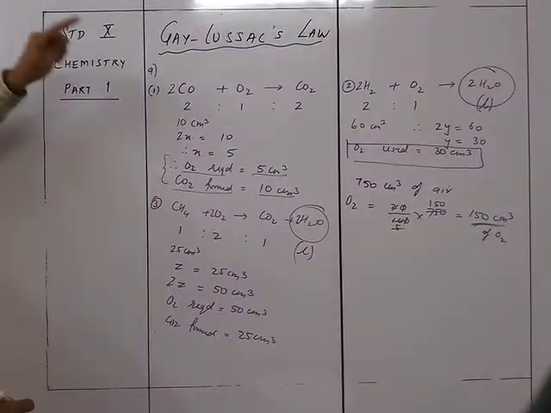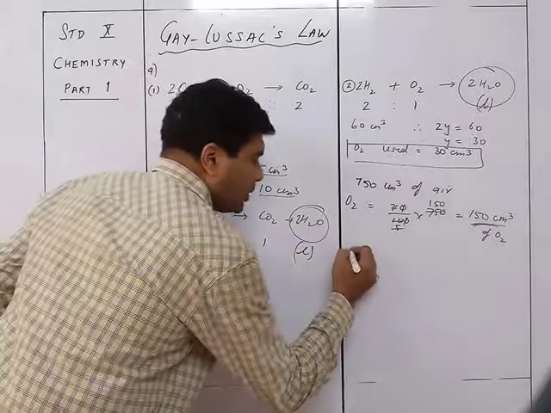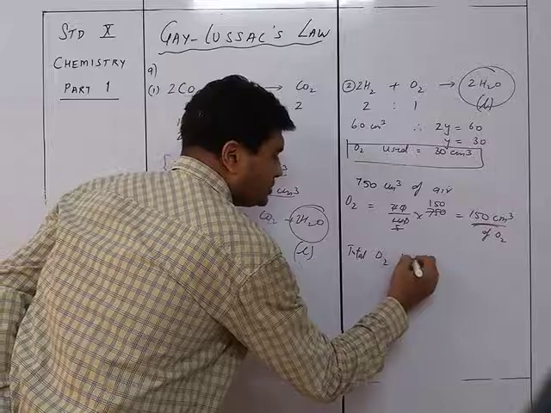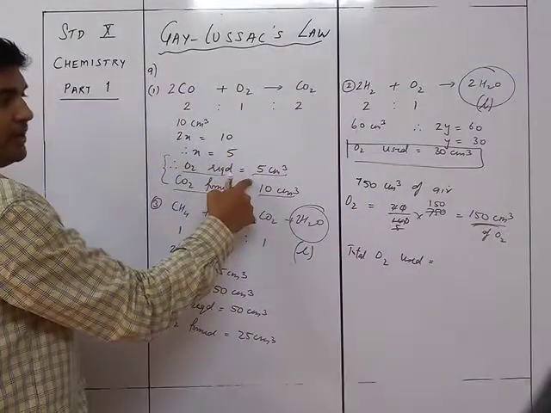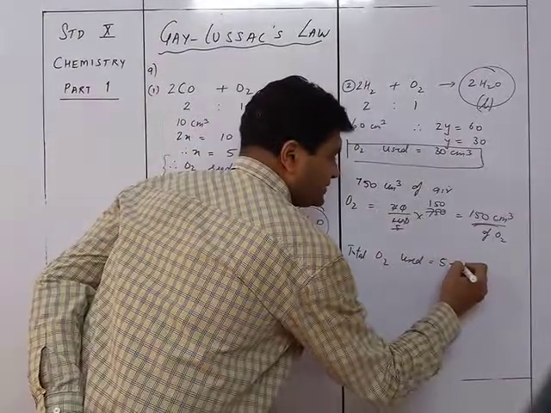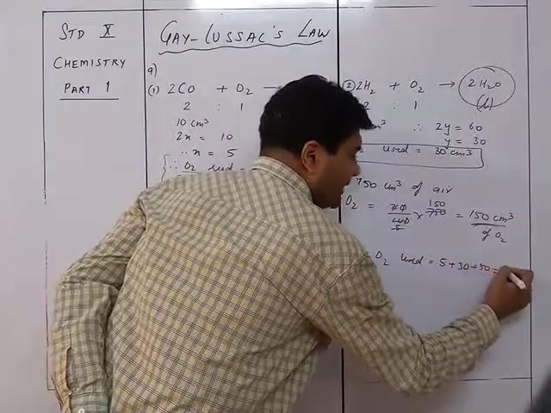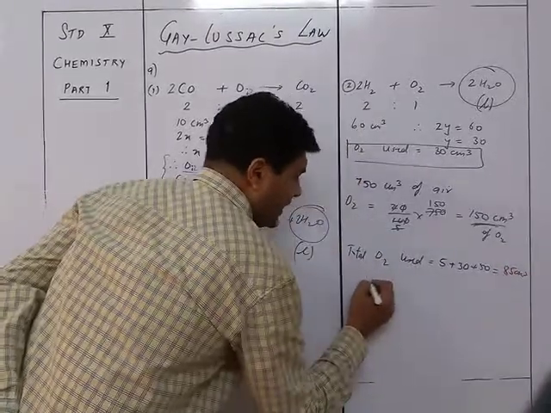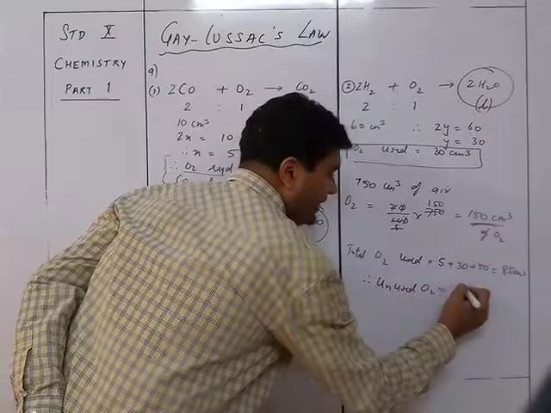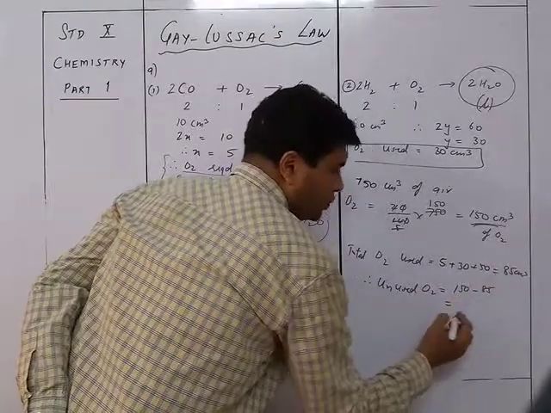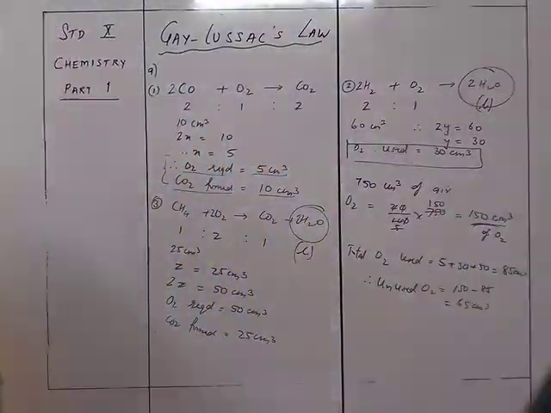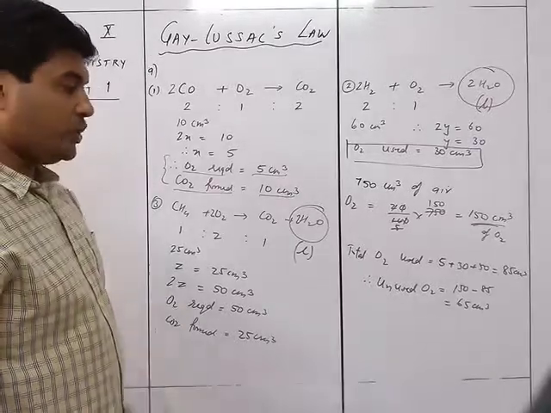So what we see, the total oxygen required. So total O2 used is equal to 5 over here plus 30 plus 50. So it's 5 plus 30 plus 50 is equal to 85 centimeter cube. Therefore unused O2 is equal to 150 minus 85, that is going to give me 65 centimeter cube. Got it? So that is the O2 which is going to be unused.